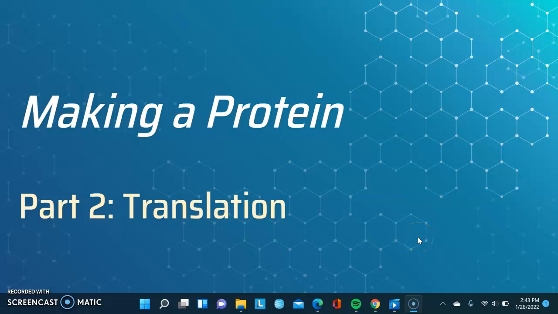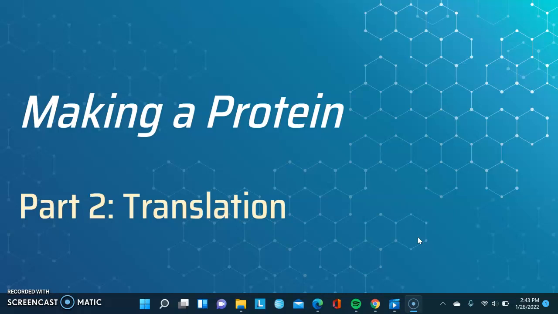Okay, this is part 2 of your notes for DNA, RNA, and proteins. Underneath your notes from the first video, write down making a protein part 2, translation. We just went over transcription, which is the first part of making a protein. In transcription, we had DNA and we made RNA. In translation, we're going to take that mRNA and make proteins.